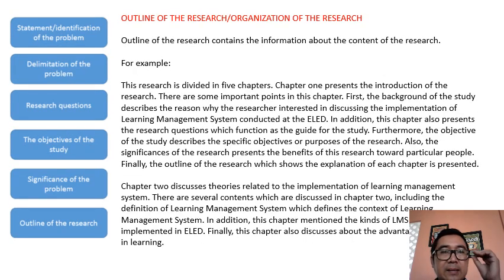Kemudian yang terakhir, itu outline of the research, atau bisa disebut dengan organization of the research. Outline of the research contain the information about the content of the research. Jadi ini outline of the research itu menggambarkan isi dari research ya, dari skripsi ya secara keseluruhan. Misalnya di sini contoh ya, this research is divided into 5 chapters. Jadi ada 5. Chapter 1 presents the introduction of the research. Kemudian chapter 2 discusses a theory related to the implementation of learning management system.